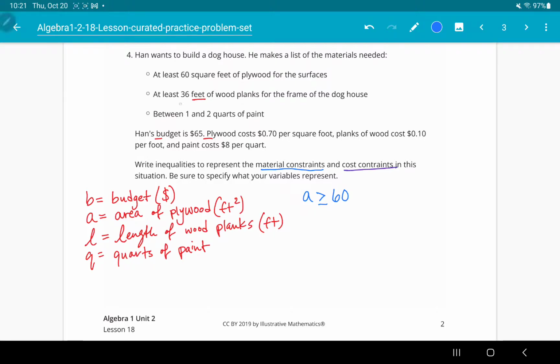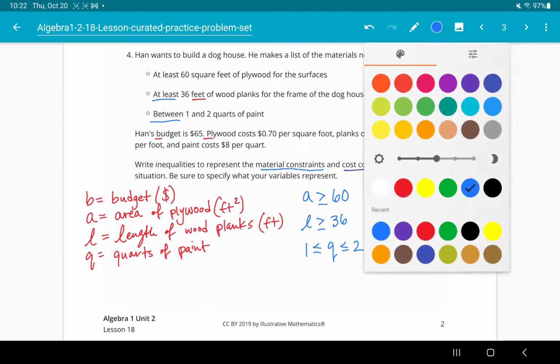Okay, at least 36. So we have at least again, so that means my length has to be greater than or equal to 36. And it says between 1 and 2. When we use the word between in this context, we can assume that it means inclusive. So we could have anywhere from 1 to 2. So we should have 1, and then the quart, and then 2. And I think those are all the materials.